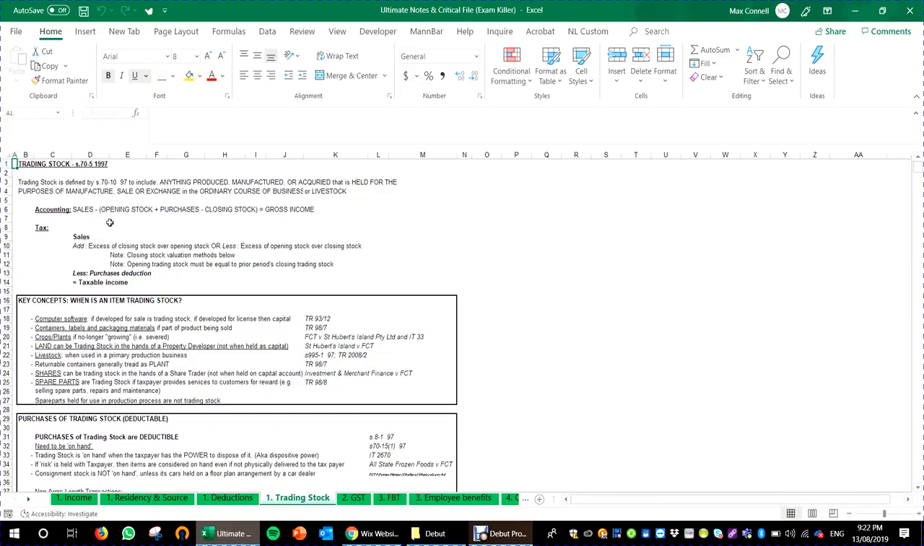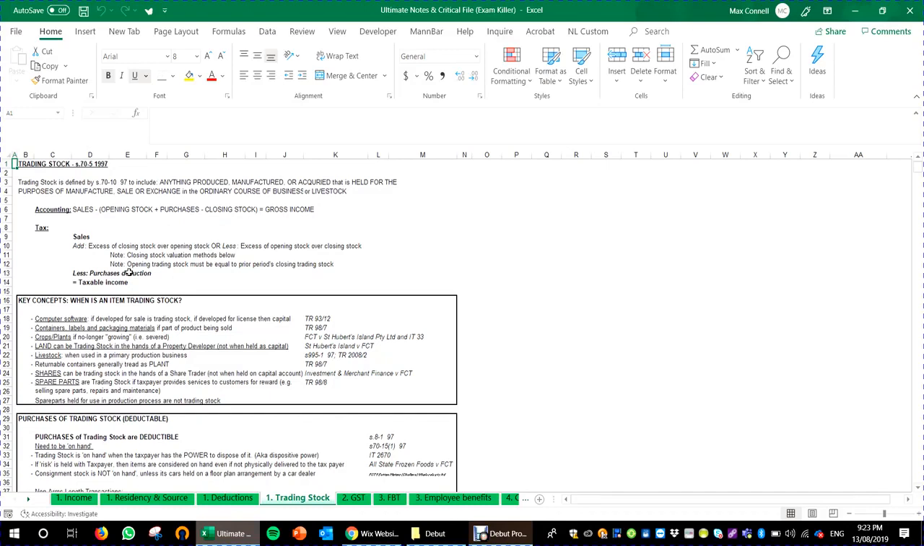So you probably remember this accounting equation from accounting 1B, which is just sales minus opening stock in brackets plus purchases minus closing stock equals your gross income. So your cost of goods sold is basically the movement in your opening and closing stock plus your purchases. So that's the accounting definition. However, for tax, it's a little bit different.